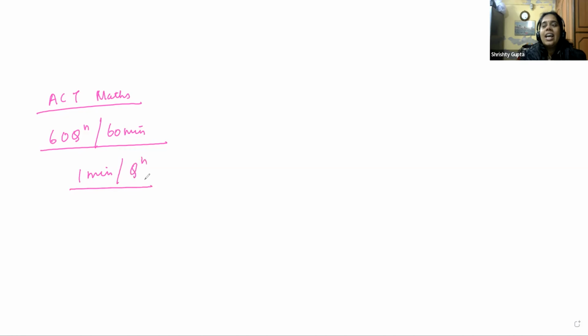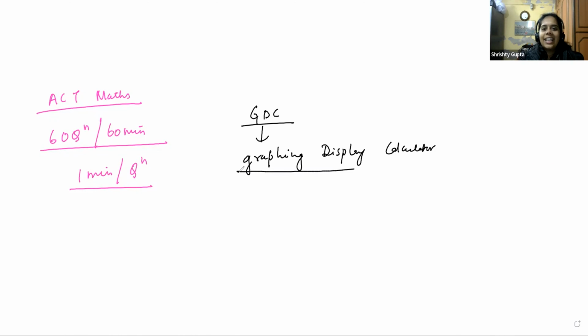That means if you are stuck with a question and waste some extra time on it, you might struggle with a different question. But the good news is that we get something called a GDC. What exactly is a GDC? GDC is a graphing display calculator. It is a tool that is allowed in the exam, whether it is a TI Inspire or a Casio GDC, and it helps you a lot in the exam.